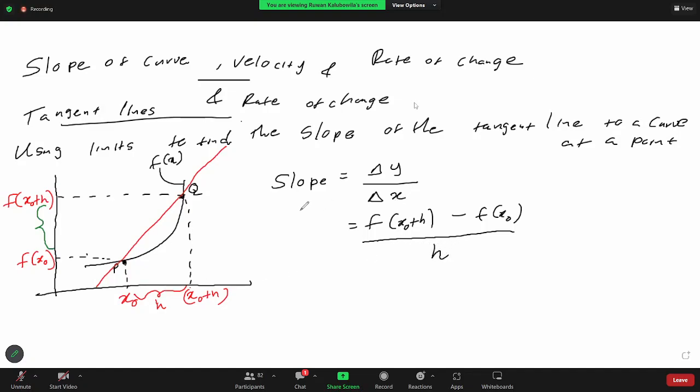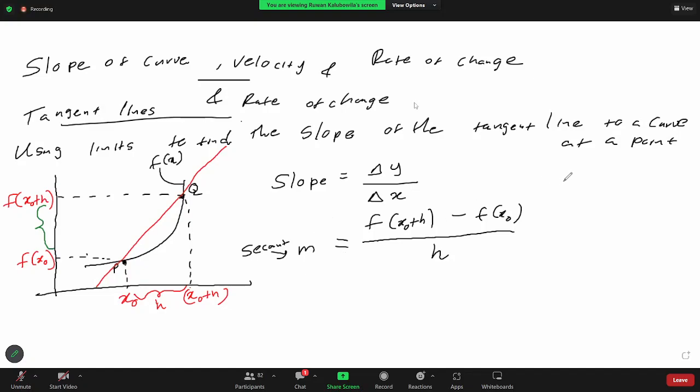Okay, this is the slope of this line, but this is not the tangent line, right? This is not the tangent line. We can call this the slope of the secant. So I will write the letter m. This is m for the secant line.